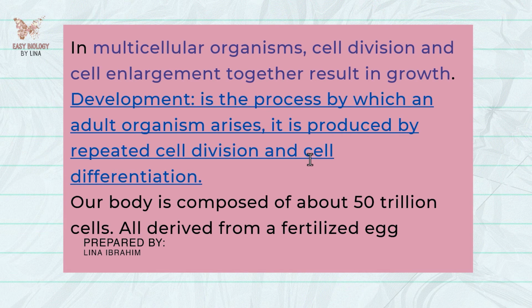You know that our body is composed of about 50 trillion cells, and all these cells are derived from what? From a fertilized egg. We have an egg and a sperm, and when fertilization occurs, they form a zygote, or a fertilized egg. After that, this cell undergoes many cell divisions and much cell differentiation.